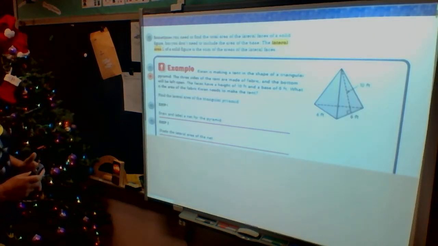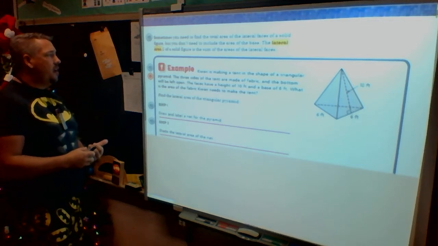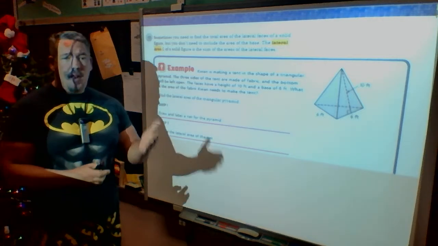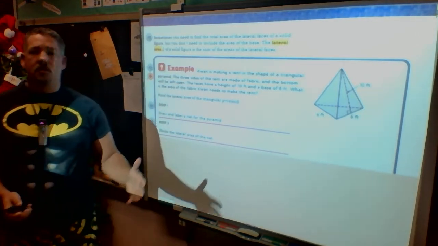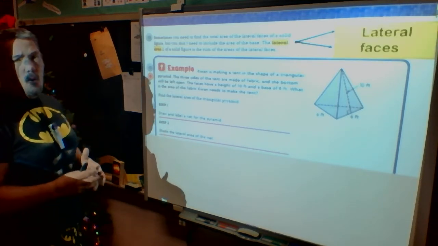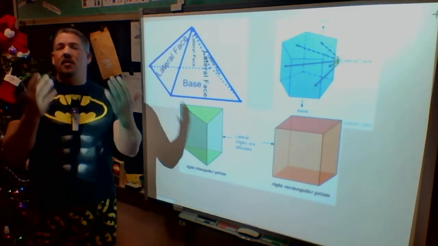When I look at the next one, it says sometimes you need to find the total area of the lateral faces of a solid figure, but you don't need to include the area of the base. Over the last couple lessons, I realized that I totally skipped that in one of the previous lessons in chapter 11. So I want to cover that with you just so we know what we're talking about. The lateral faces are the sides that stand up.